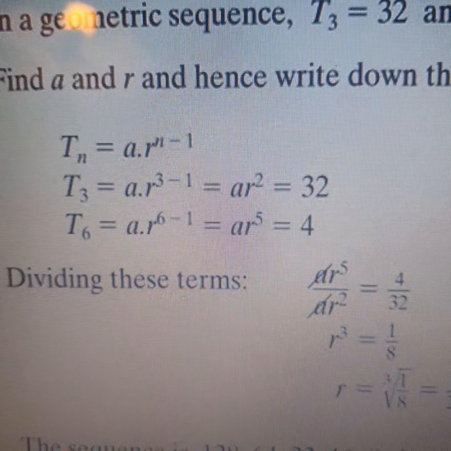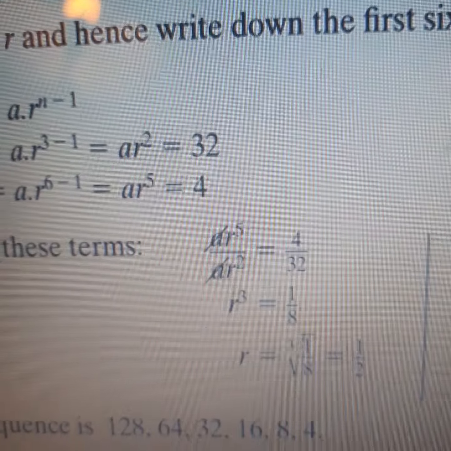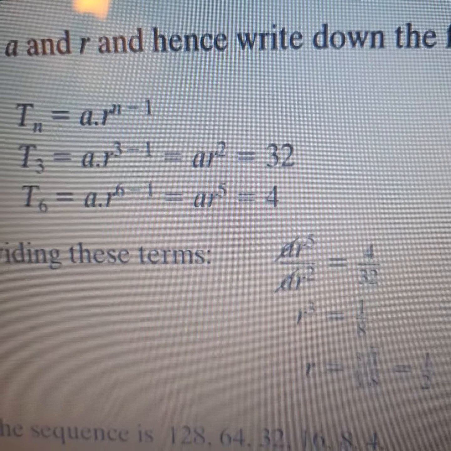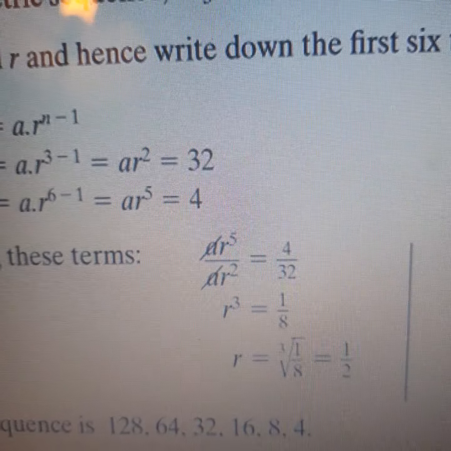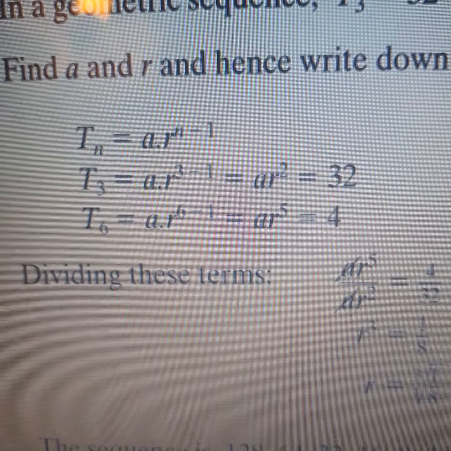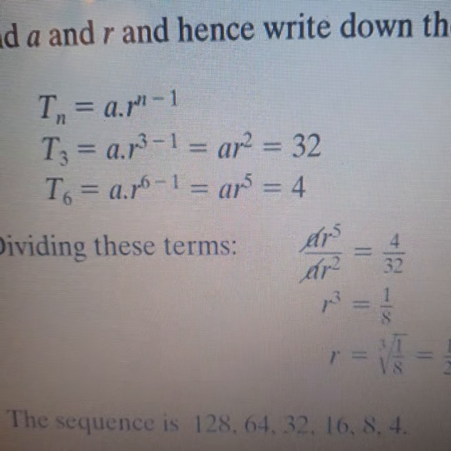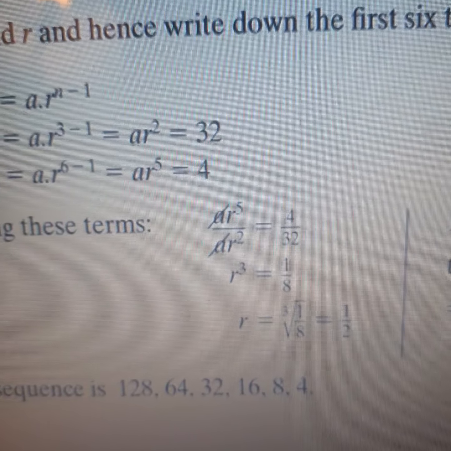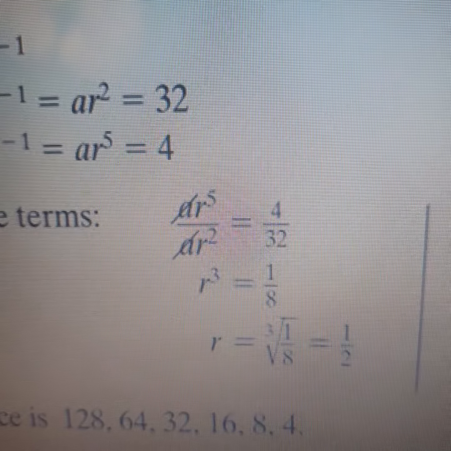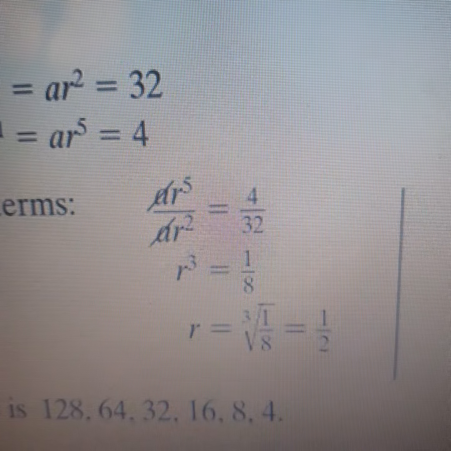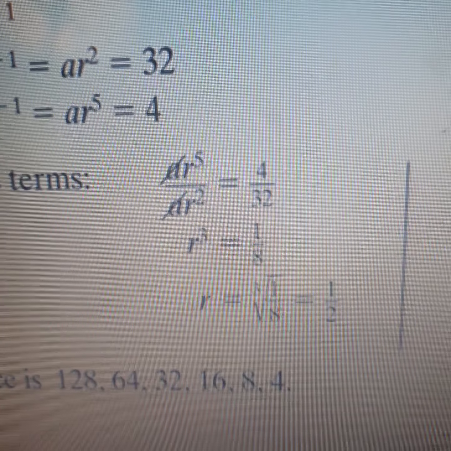So couldn't we put T3, which is AR squared, over T6, or divide one by the other, to show, like that would give us the common ratio then. And I know I said to you it's usually the current divided by the previous, but it still works for T3 and T6. Okay, so AR to the power of 5 divided by AR squared is equal to 4 over 32. So I'm literally putting the answers over each other.